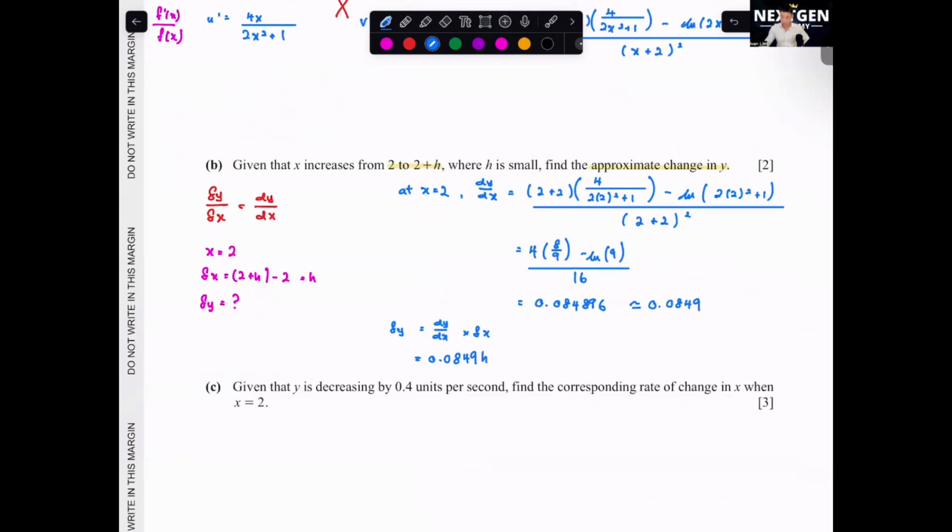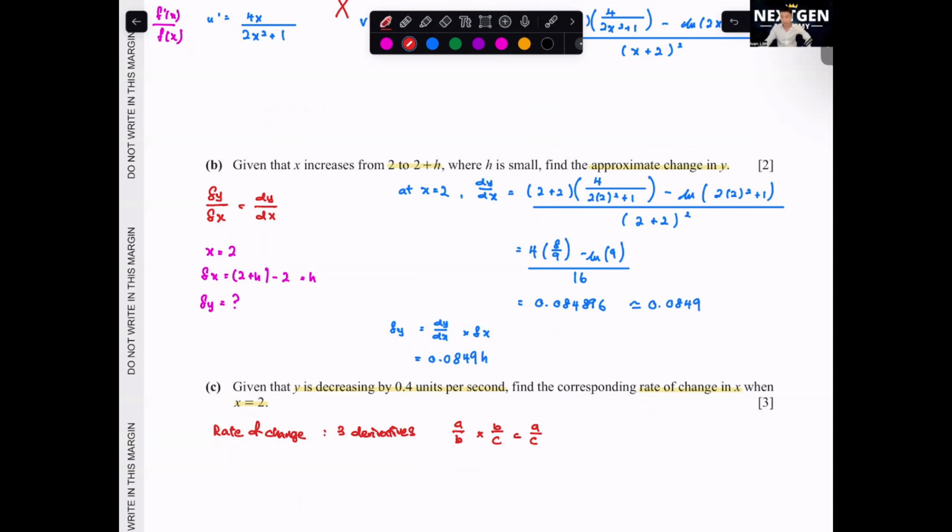The next one, question C. Given that y is decreasing by 0.4 units per second, find the corresponding rate of change in x when x equals 2. What type of question is this? Rate of change. What do we need? We need 3 derivatives, then you want to construct a chain rule. What I normally tell students is you need something like A over B times B over C equals A over C. So you need 3 derivatives, and you need to construct them into one equation.